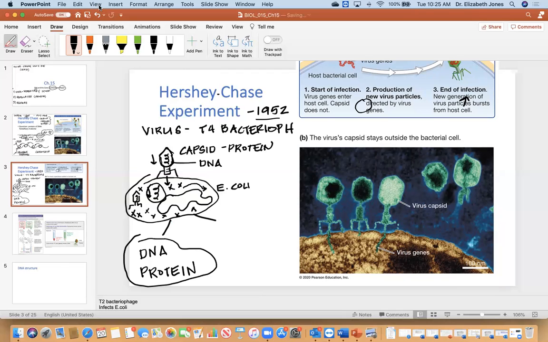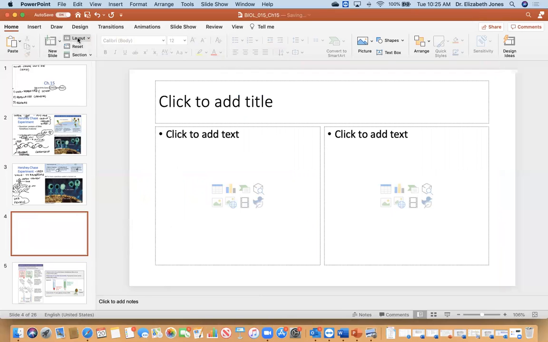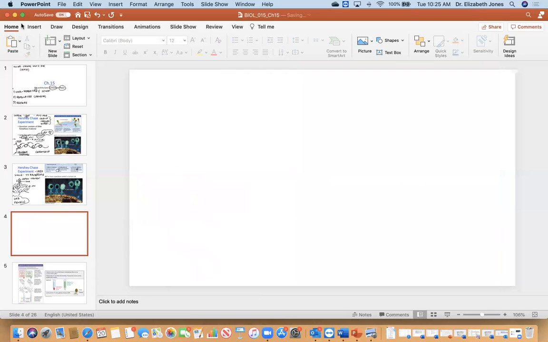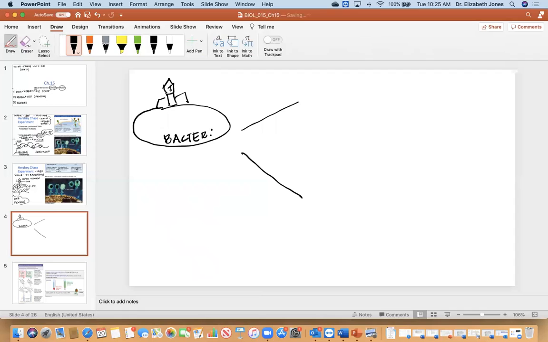And I'm actually going to insert a new slide, and I'm going to make it a blank one so that I can draw for you. Okay, so here's what they did. They basically took some E. coli. This is an E. coli cell. They allowed it to become infected with our bacteriophage. And then once a bacteria was infected, they took these infected bacteria and they grew them up in two different beakers.